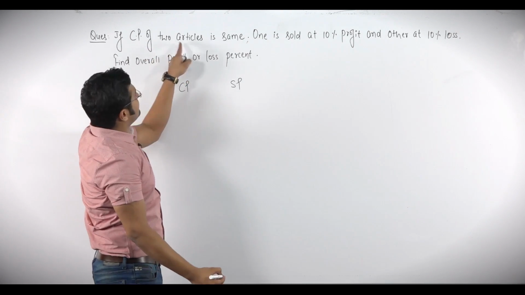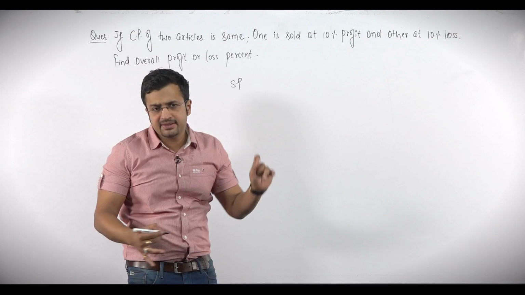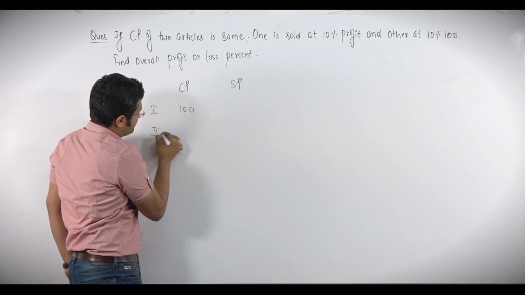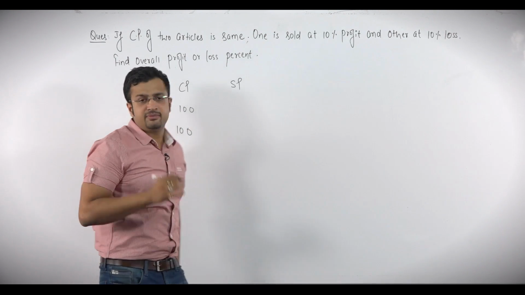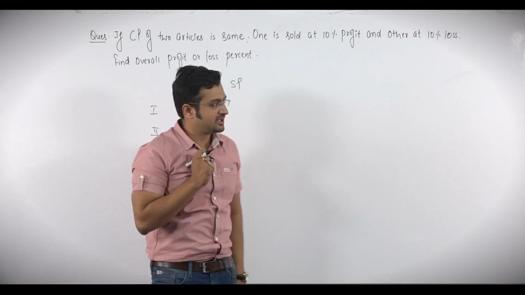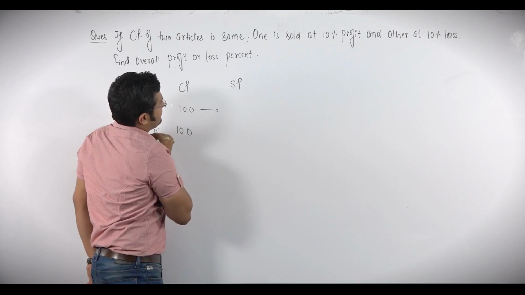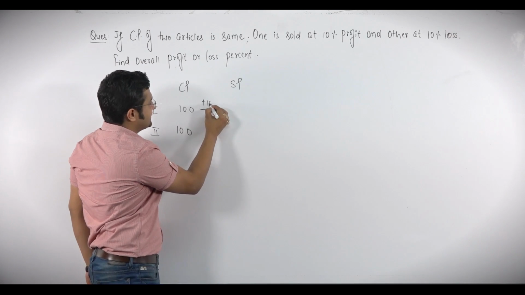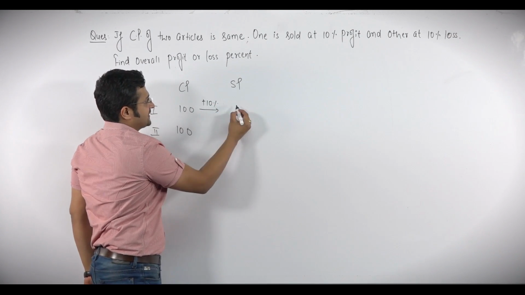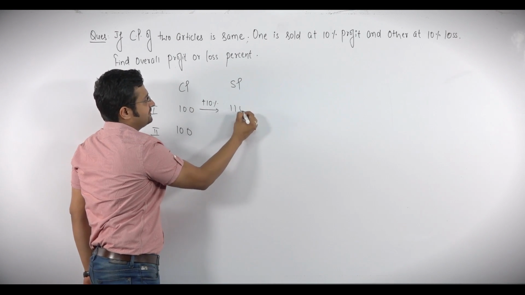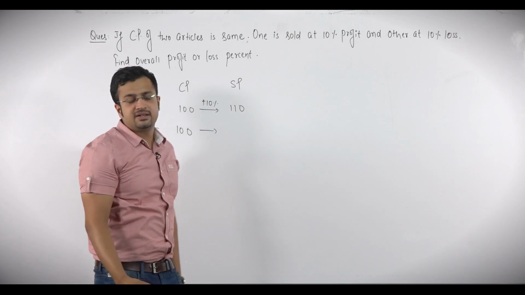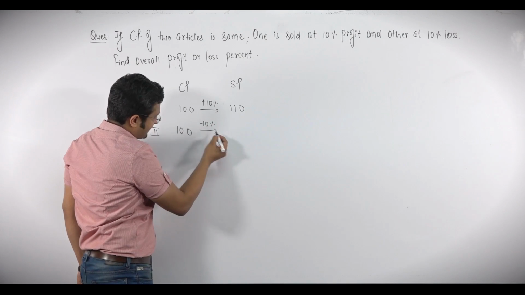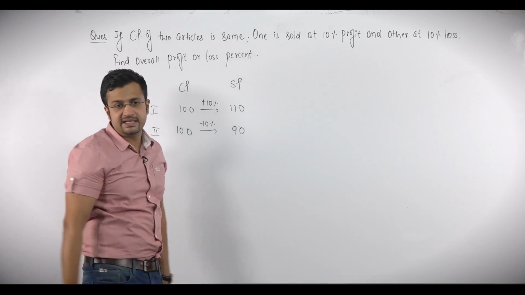They are saying CP of 2 articles is same. Can I assume 100 and 100? Article number 1, article number 2. पहले आर्टिकल का भी मैंने 100 अज्यूम किया, दूसरे का भी 100 अज्यूम किया. They are saying one article is sold at 10% profit. That means there is 10% increase. So what should be the selling price? 100 plus 10% means 110. For the second article, there is 10% loss. So can I say 10% decrease? If you decrease 100 by 10%, it will become 90.